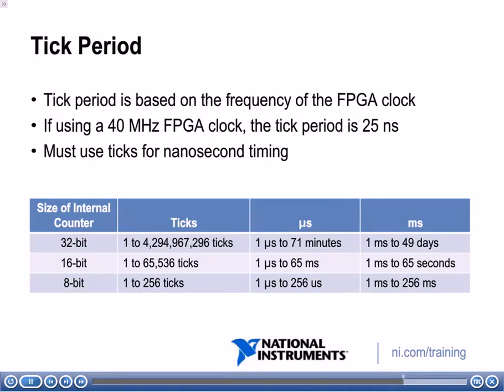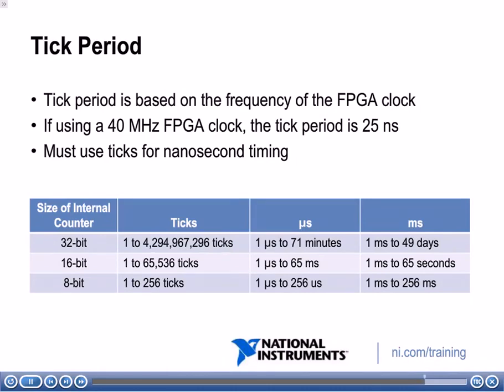So let's take a look at tick period. If you're using units of ticks, then each tick is going to represent a clock cycle. So if you are using the default 40 megahertz FPGA clock, that 40 megahertz corresponds to a tick period of 25 nanoseconds. So if we're looking at that left column over there, each of those ticks represents 25 nanoseconds.